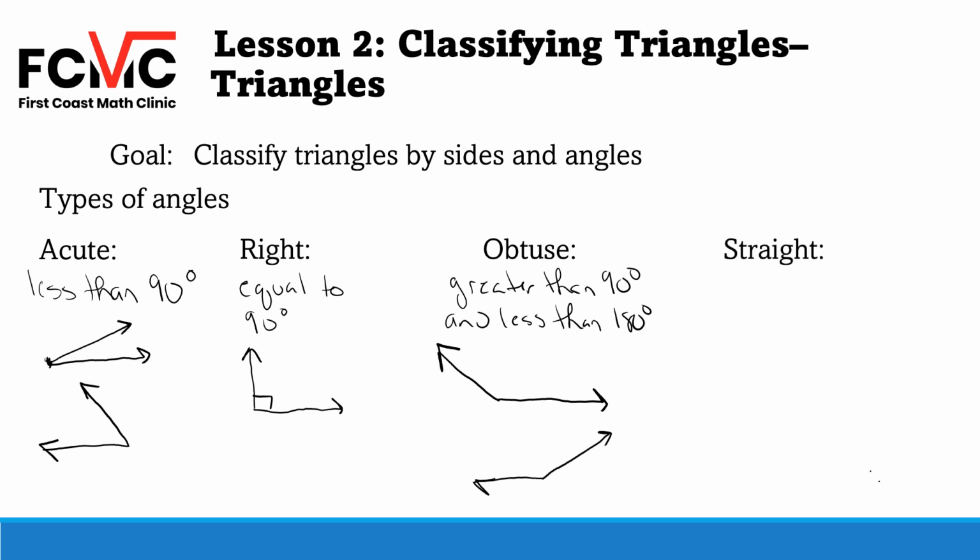Or a straight angle, which is equal to 180 degrees. So it's just going to give us a straight line. So if we have a straight line, any straight line has an angle measure of 180 degrees. Okay. All right, let's start classifying our triangles by sides and by angles.